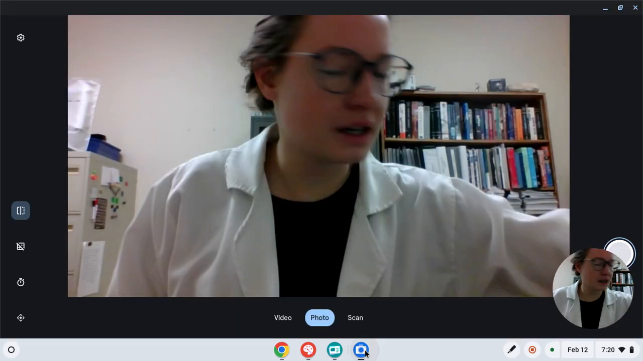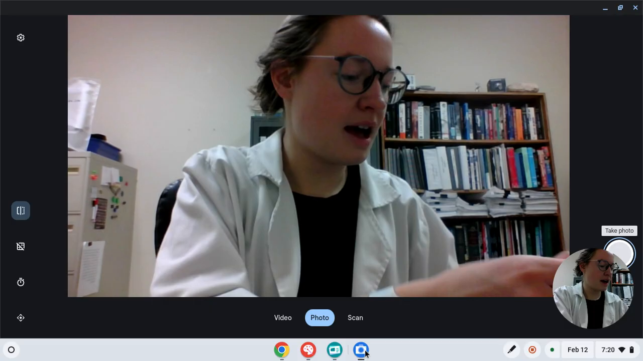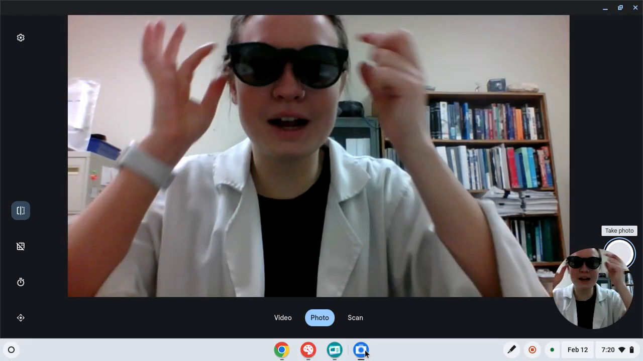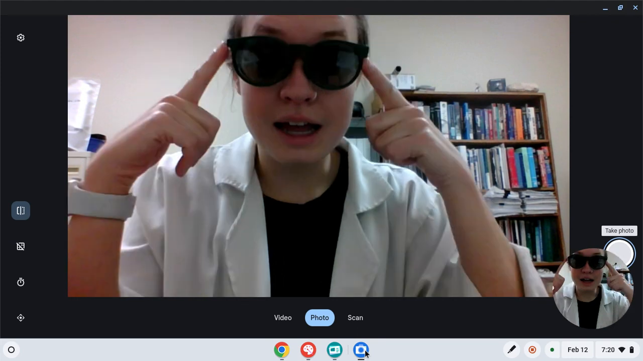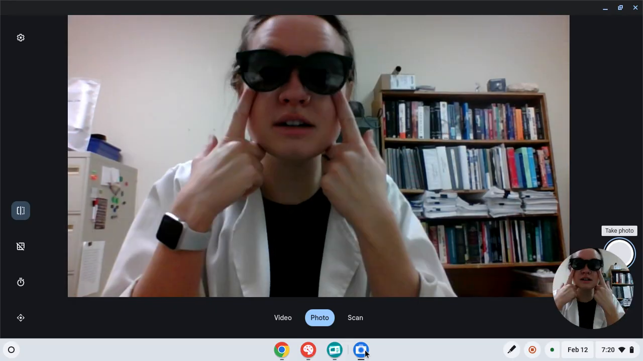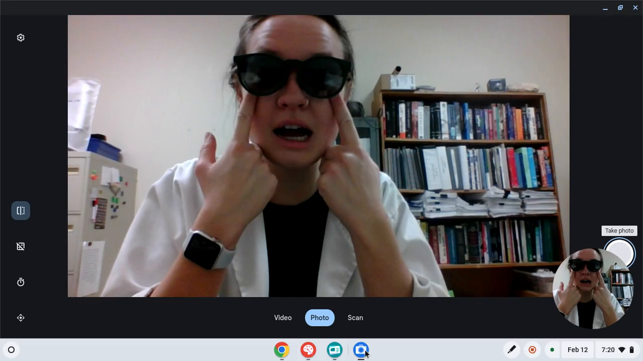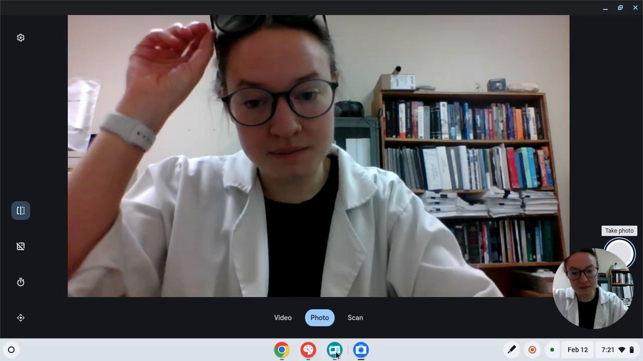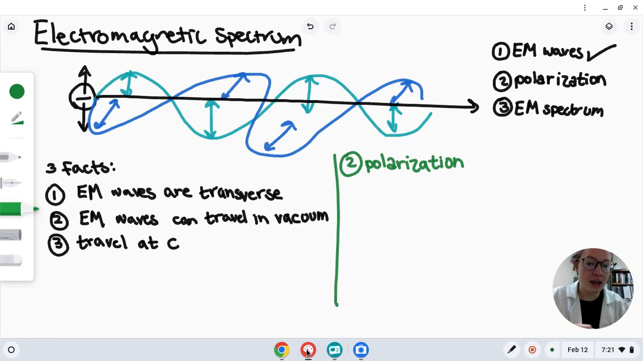Here, I have my polarizing lenses. These lenses, what they do is they polarize light. So they filter out light. Light is coming into these lenses going all different directions, but on the other side of the lens where my eyes are, the light is only going one direction. Allow me to show you how they work. Okay, here's how these things work.